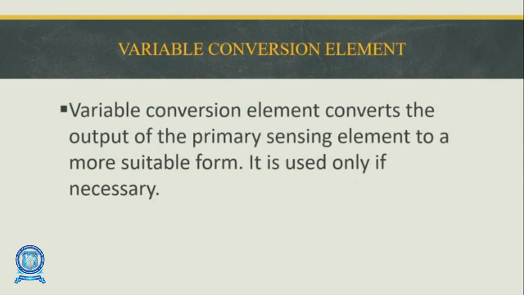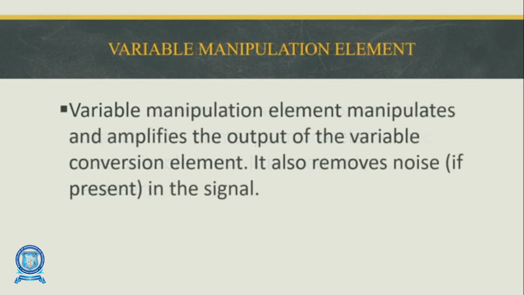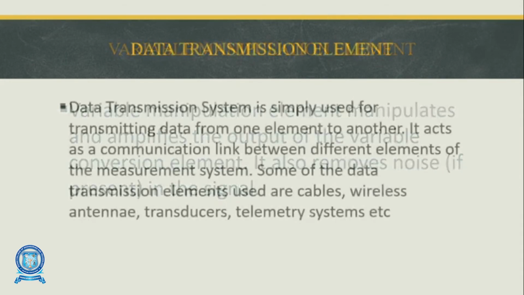Okay, what is my variable conversion element? The variable conversion element converts the output of the primary sensing element to a more suitable form. It is used only if necessary. Okay, what is my variable manipulation element? It manipulates and amplifies the output of the variable conversion element. It also removes the unwanted noise in the signal.